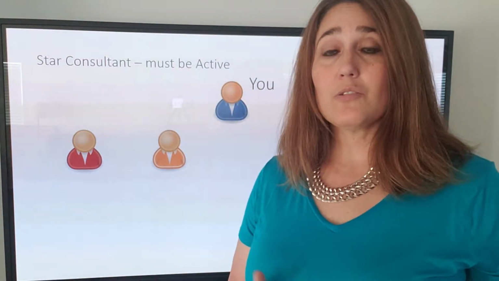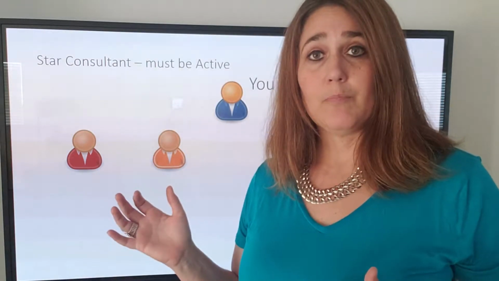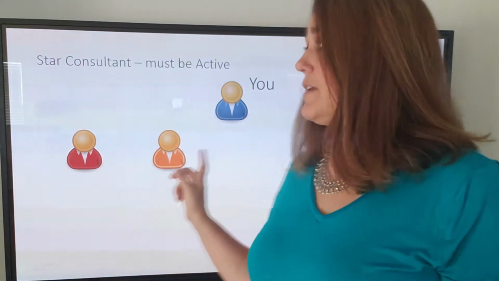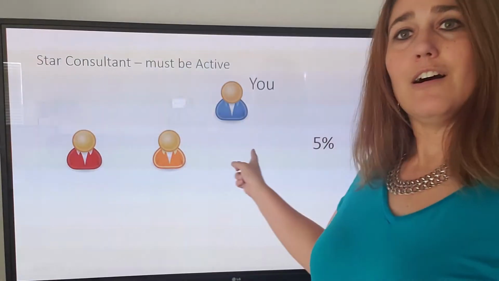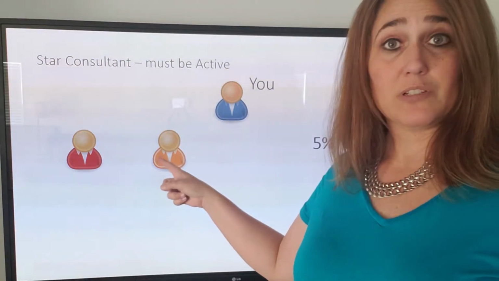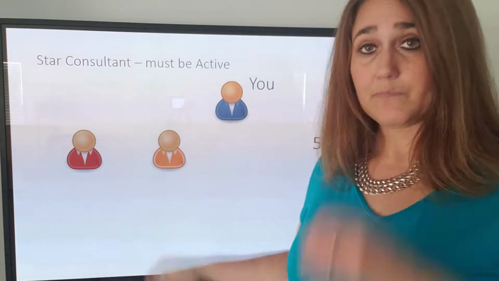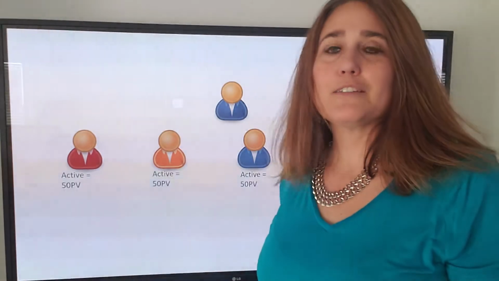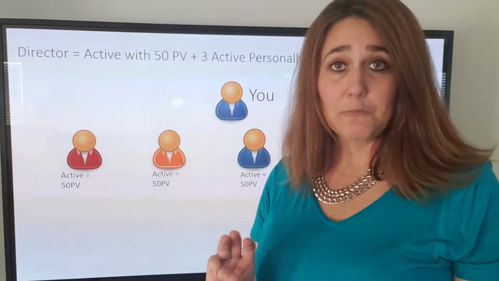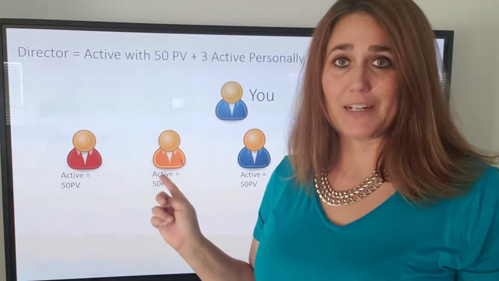So as a star consultant, you start adding people under you, and you can add as many people as you want, but you will make 5% off of your first personalized sponsors, your first line. Once you get 3 active people under you, you become a director.